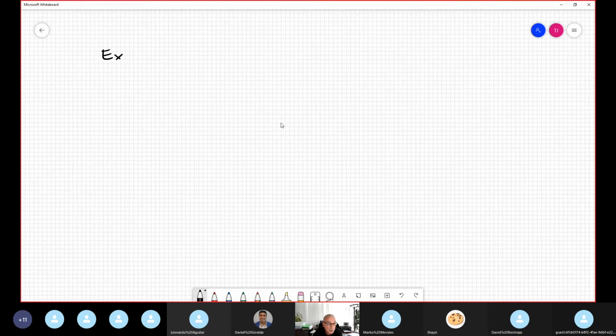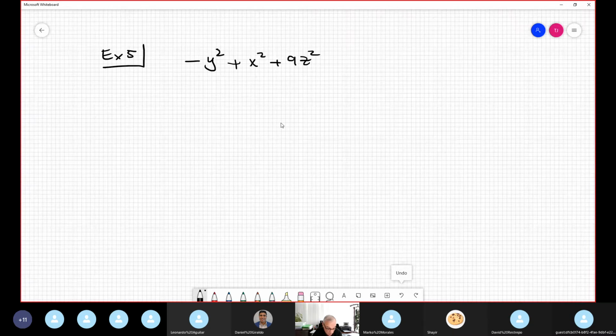Number 5, example 5. Example 5 is minus y squared plus x squared plus 9z squared, no, let me try to do something to confuse you, plus 9 equals 0. Suppose in the test I put something like that, and I ask you only identification. What surface do we have in this moment?